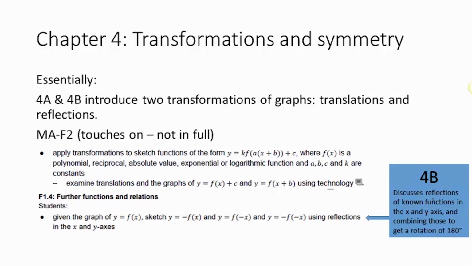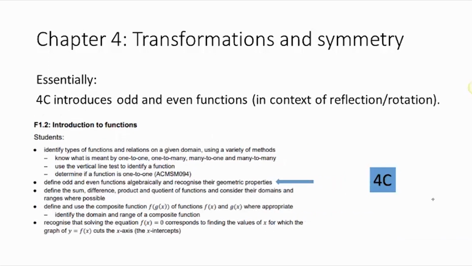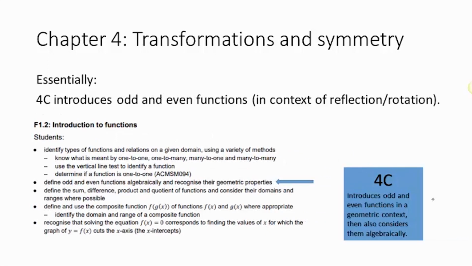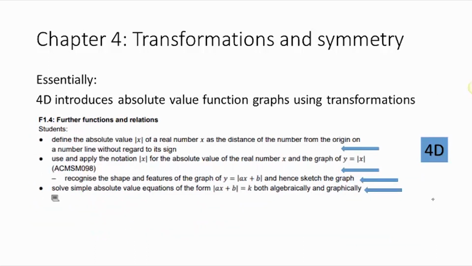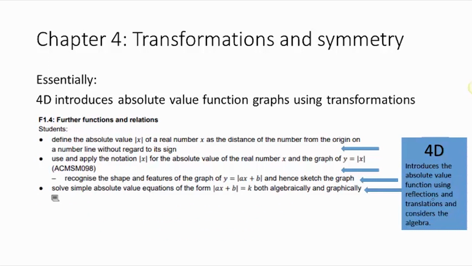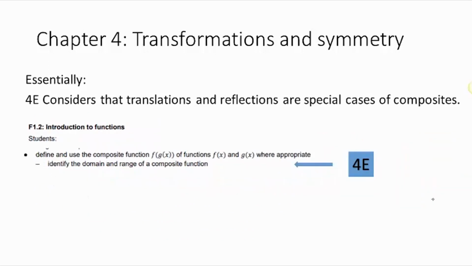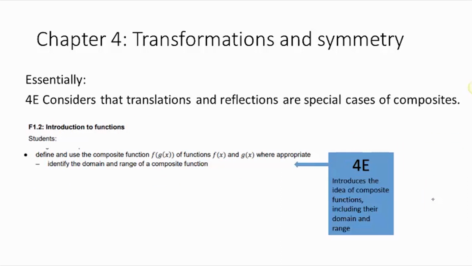And for part B, we're doing the reflections and combining a reflection in the x-axis and the y-axis to get a rotation of 180 degrees, and maybe you can see where that's going with where we want to go next, which is even and odd functions. So 4C introduces odd and even functions in that geometric context and then also considers them algebraically. What 4D does then is to take the absolute value function using those reflections that we've just had, and it considers the algebra that goes along with it. And then 4E puts together composite functions, including those ones we've just covered, and also looks at the domain and range of those composite functions.